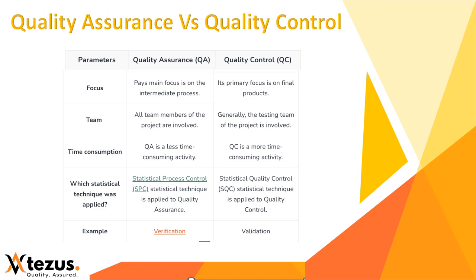ఇక్కడ ఏంటంటే స్టాటిస్టికల్ ప్రాసెస్ కంట్రోల్ అనే ఎస్పీసీని యూజ్ చేస్తారు. ఇక్కడ క్వాలిటీ కంట్రోల్కి వచ్చేటప్పటికి స్టాటిస్టికల్ క్వాలిటీ కంట్రోల్, ఎస్క్యూసి, స్టాటిస్టికల్ టెక్నిక్ని అప్లై చేస్తారు. క్వాలిటీ అష్యూరెన్స్ ఎగ్జాంపుల్ వెరిఫికేషన్, క్వాలిటీ కంట్రోల్ ఎగ్జిక్యూషన్ ఎగ్జాంపుల్ వ్యాలిడేషన్. వెరిఫికేషన్ అండ్ వ్యాలిడేషన్ గురించి మనం ఇదే సెషన్లో ప్రీవియస్ స్లైడ్స్లో డిస్కస్ చేసాం.